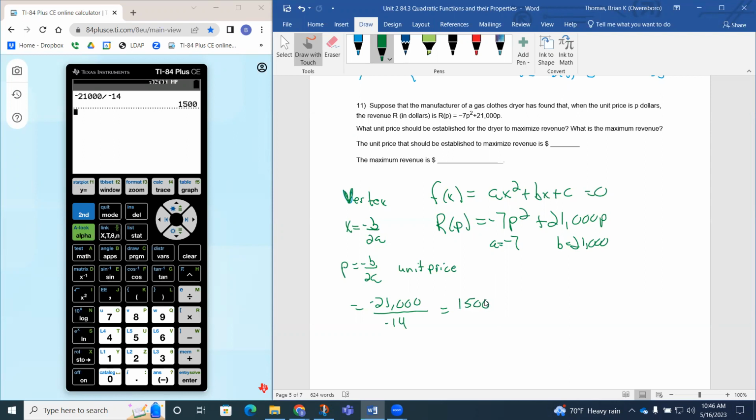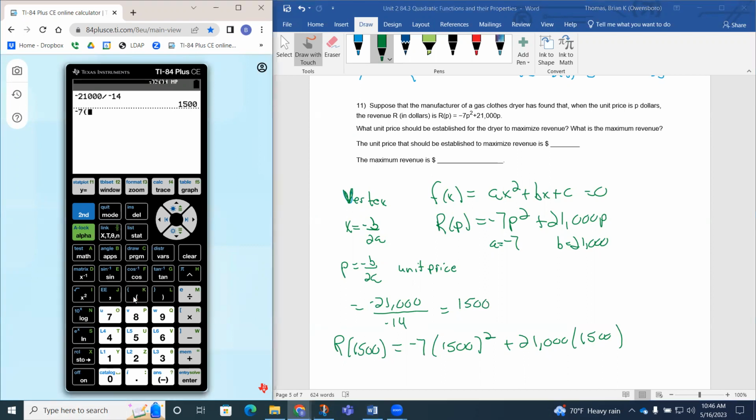So if the price of the dryer is 1,500, what's going to be the maximum revenue? That's where we'd be evaluating R of 1,500. So the 1,500 would go in: -7 times 1,500 squared plus 21,000 times 1,500. That would give us the revenue that they're anticipating by selling dryers at this price.